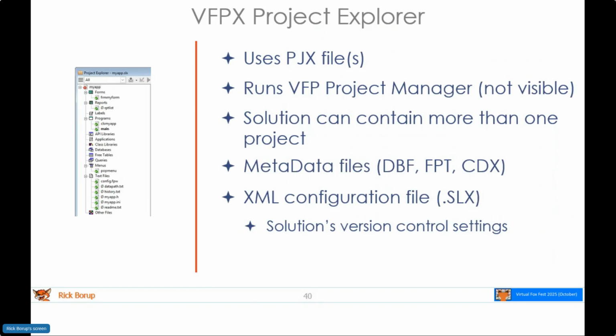The Project Explorer also uses metadata files, a DBF, along with a memo file and an index. And it uses an XML configuration file, which has the name of the project followed by the .slx extension. Earlier versions used to use a solution.xml, but current versions use the .slx. And this file, among other things, contains the solution's version control settings. I wanted to say that because it will become necessary to take a look at that in a little bit.